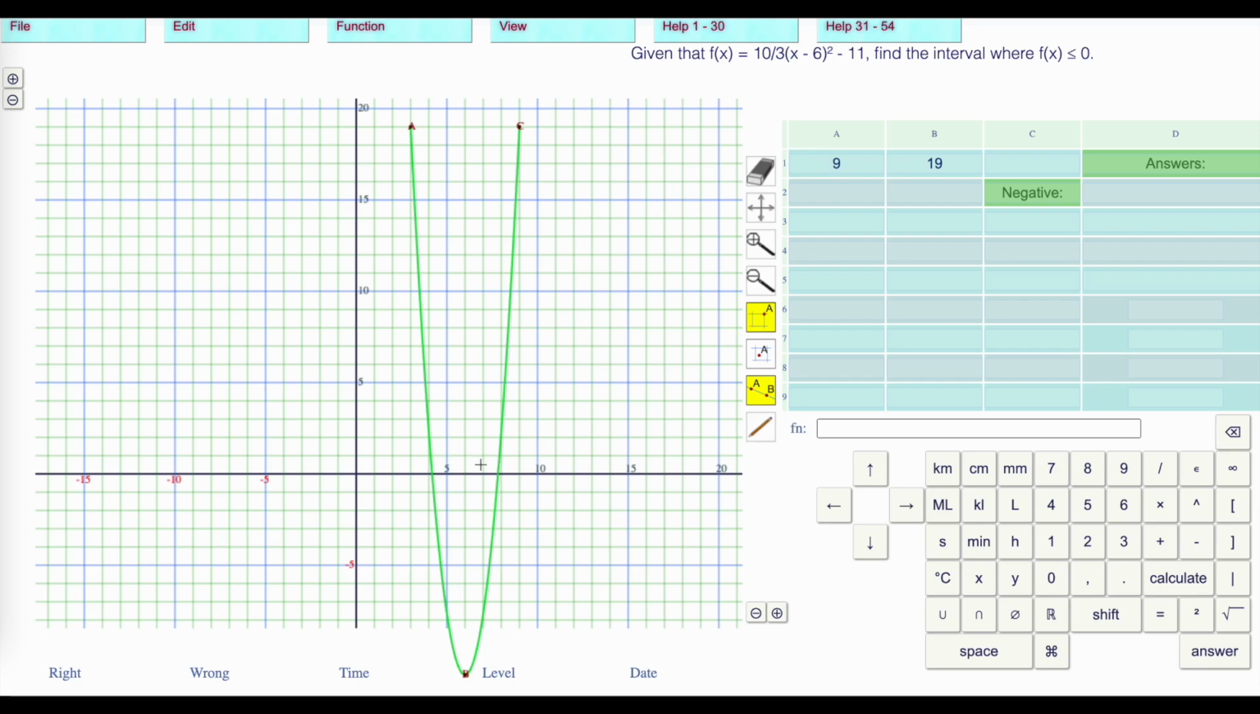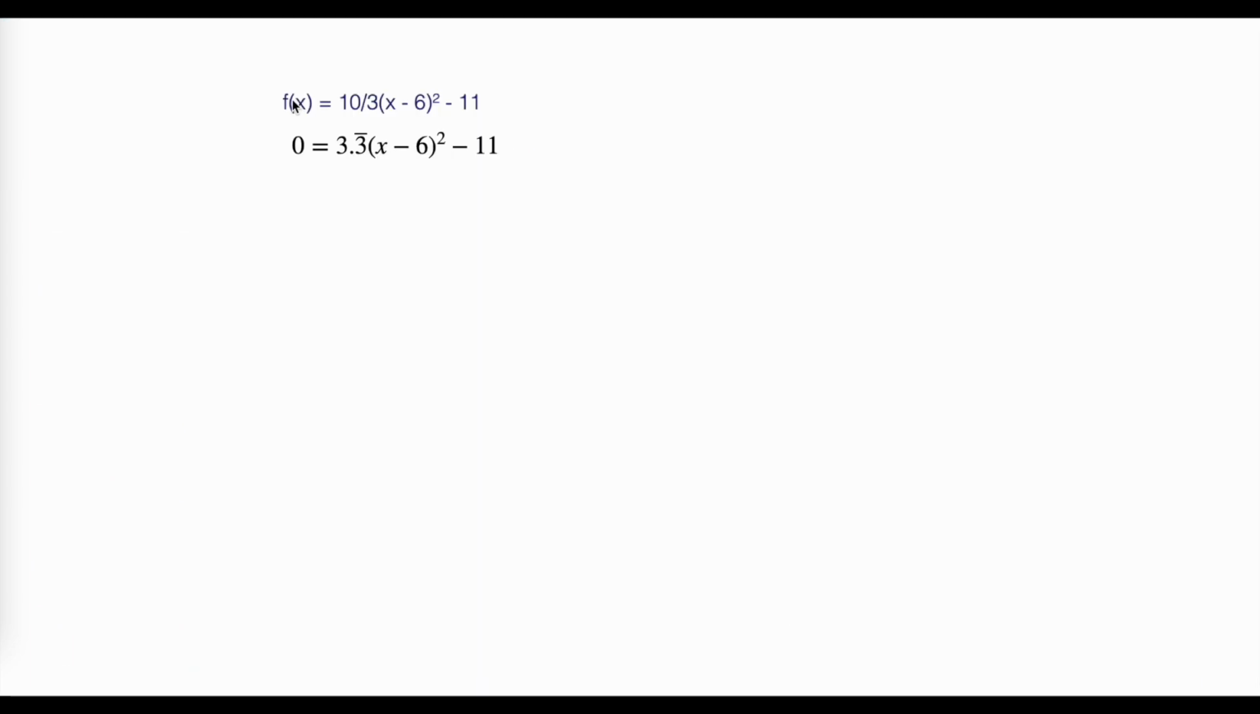The problem looks like this. We're going to have to find the zeros exactly. 4 point something, something, something, and 7 point almost 8. Let us algebraically calculate those zeros. We set the function to 0, or we set the y value to 0. 10 divided by 3 is 3.3 repeating. We have x minus 6 all squared minus 11. I want to get rid of that minus 11, so I'm going to add 11 to both sides. That gives us 11 is equal to 3.3 repeating times x minus 6 all squared.